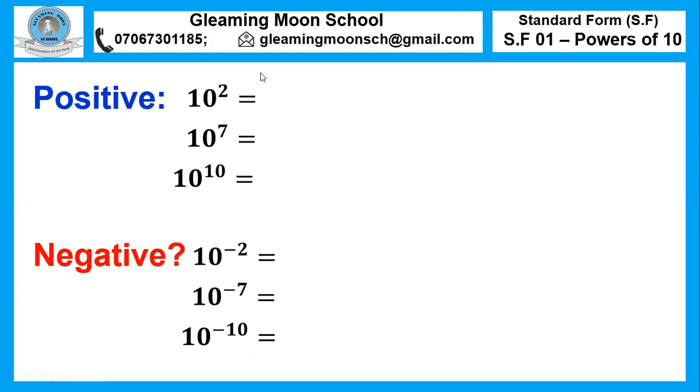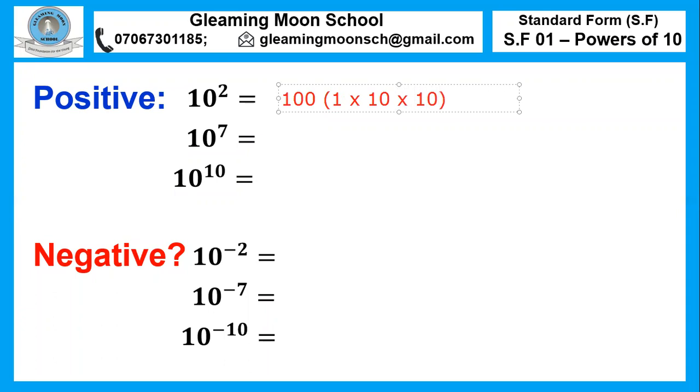Okay, now let's look at it. 10 raised to the power of 2. We start from 1. What does the power say about 2? It says there are 2 10s, so that means we add 2 zeros. 1, 2. And remember, this means 1 times 10 times 10. Don't forget that. It's very important.